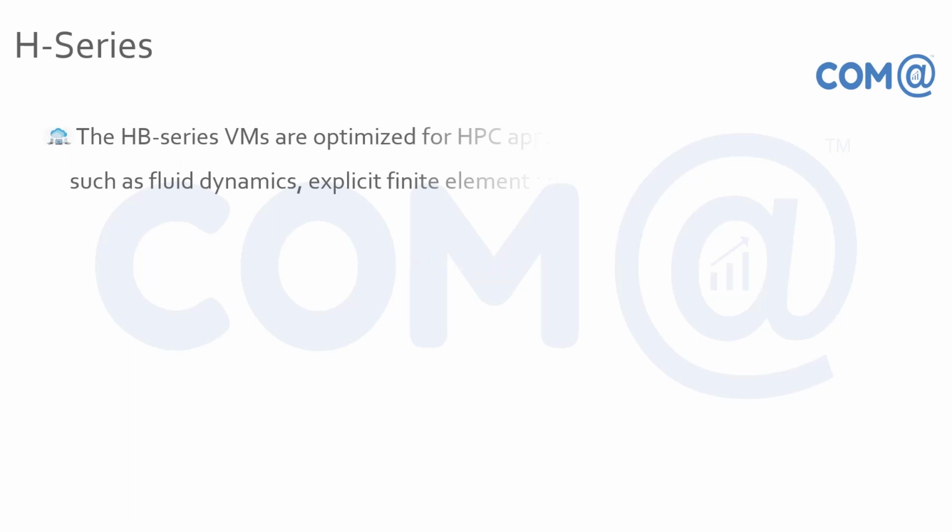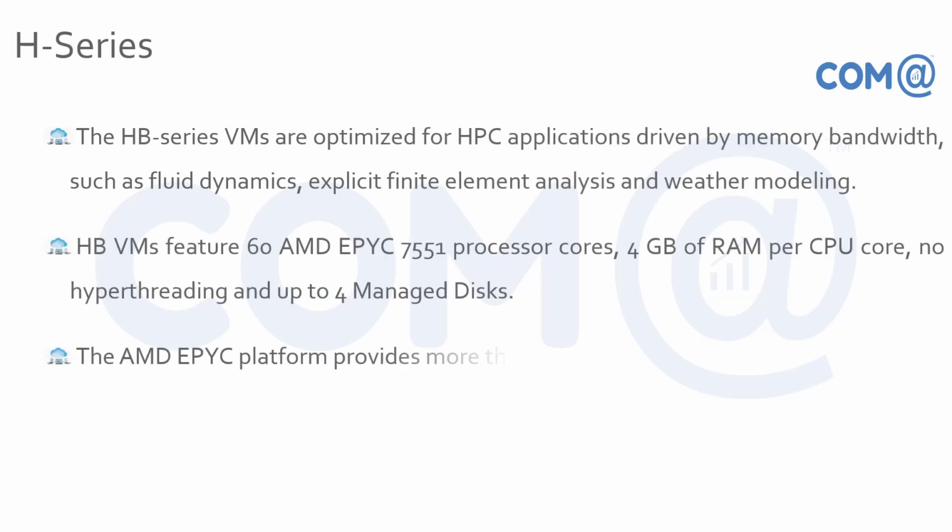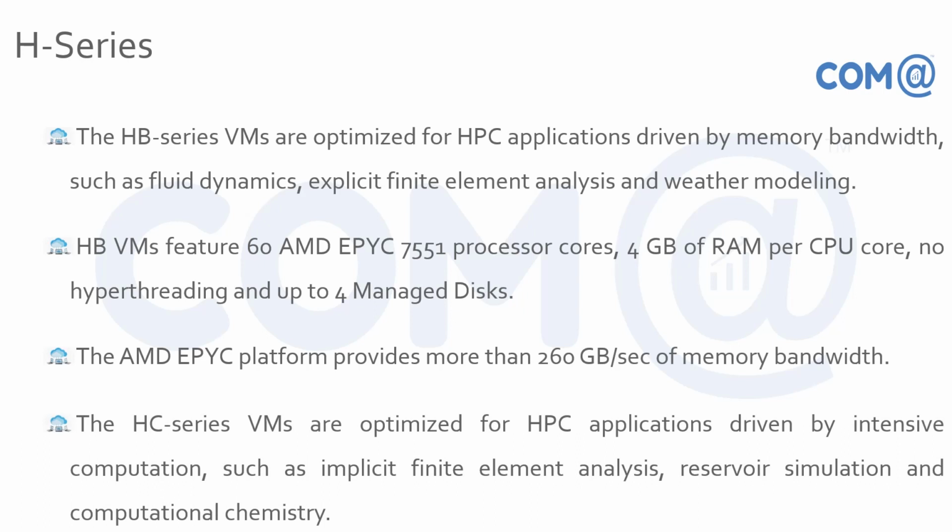And the H series. The HB series virtual machines are optimized for HPC applications driven by memory bandwidth, such as fluid dynamics, explicit finite element analysis, and weather modeling. HB VMs feature 60 AMD EPYC 7551 processor cores, 4 GB of RAM per CPU core, no hyperthreading, and up to 4 managed disks. The AMD EPYC platform provides more than 260 gigabytes per second of memory bandwidth.